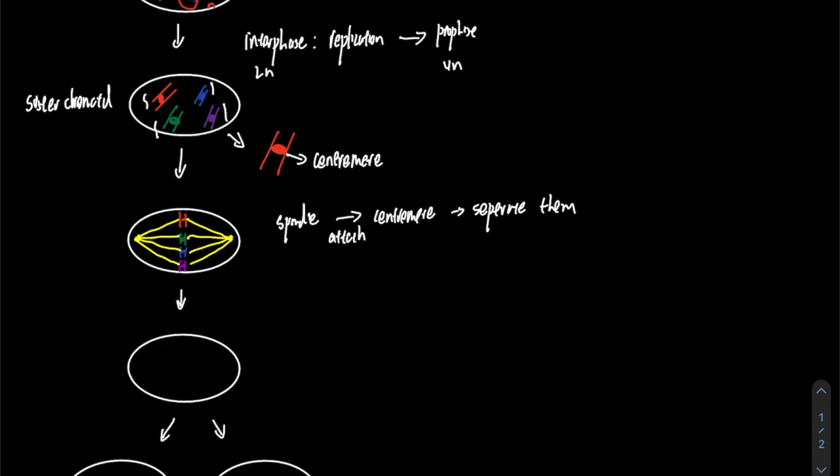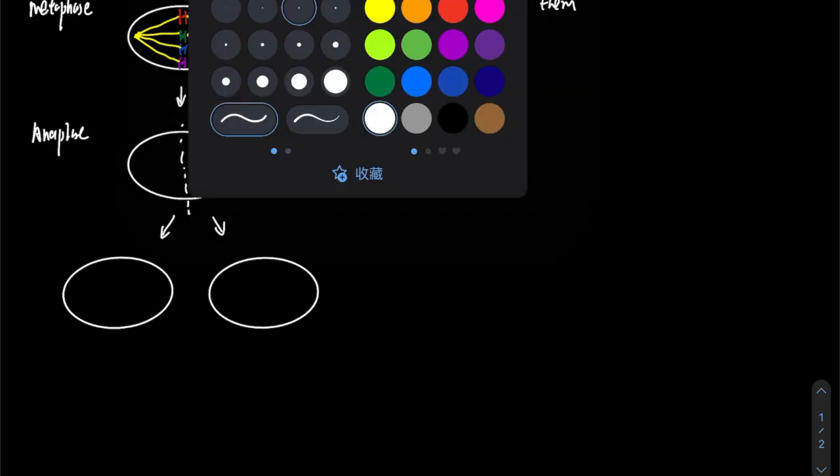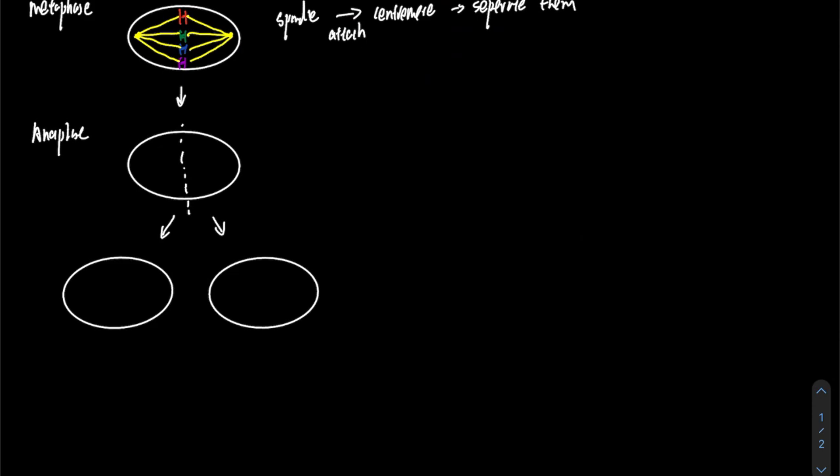So we go to the third phase, anaphase. I will note here, this is metaphase. This is anaphase. Anaphase is basically when the cell separates, because the spindle drags each sister chromatid to the left and the other sister chromatid to the right, so basically it's here.